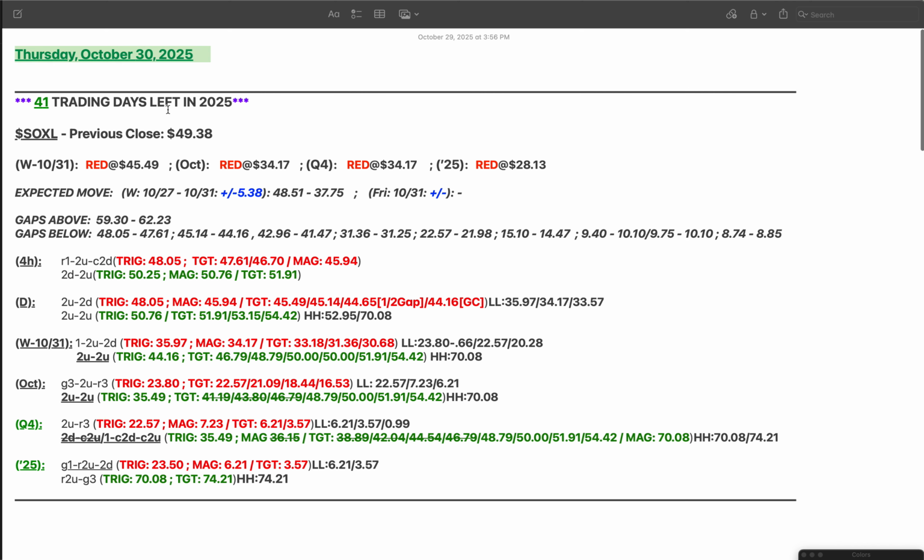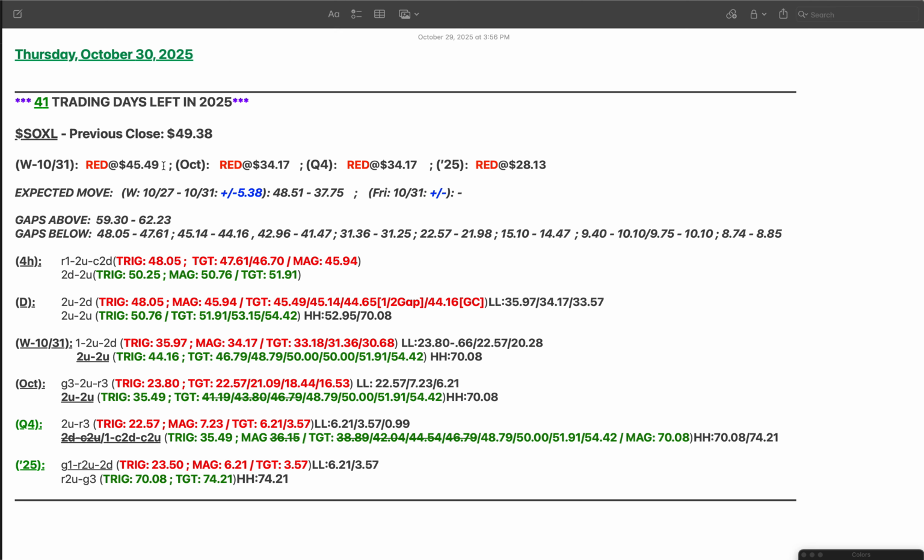So for Thursday, October 30th, there will be 41 trading days left in the year. On Wednesday, October 29th, the close price was $49.38, and we know that $45.49 makes the week red. So $4 is not a whole lot when SOXL gets to moving. It can move 10, 15, 20% in a day. So still want to keep in mind that week flip.